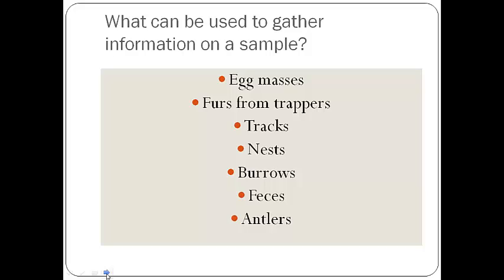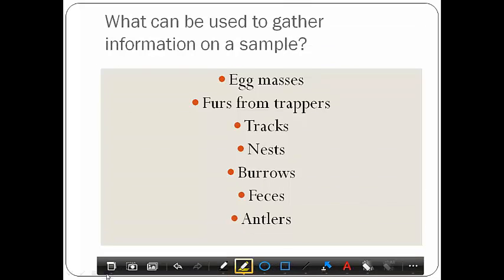All right, the last thing I want to talk about here is the fact that you don't necessarily just have to count organisms to get your population density. You can also count things that are indicative of how many organisms there are. For example, the more insects we have, the more egg masses we may have. Okay, so you could count egg masses as a sign of how many insects are out there.